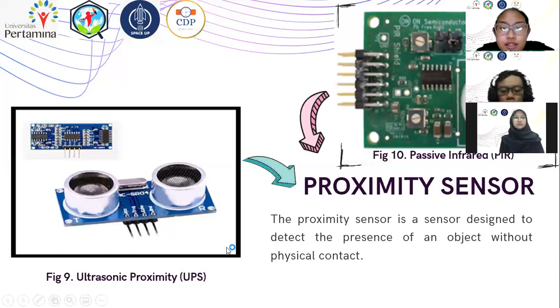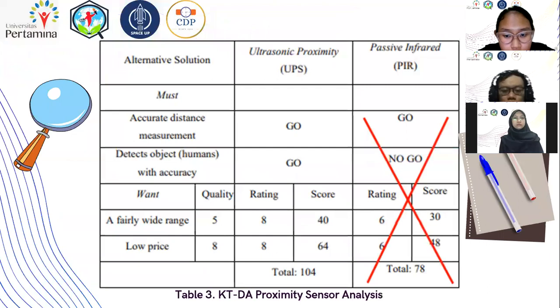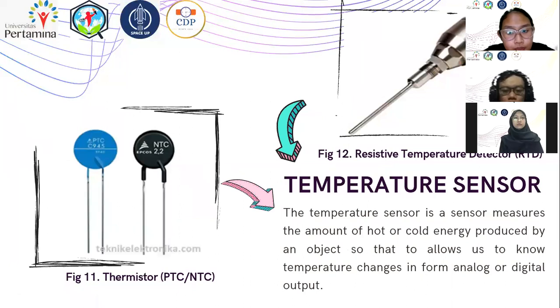A proximity sensor is a sensor designed to detect the presence of an object without physical contact. Figure 9 is an image of ultrasonic proximity or UPS, and figure 10 is an image of passive infrared or PIR. All of the hardware uses the KTDA method, and the highest sensor analysis score is UPS.